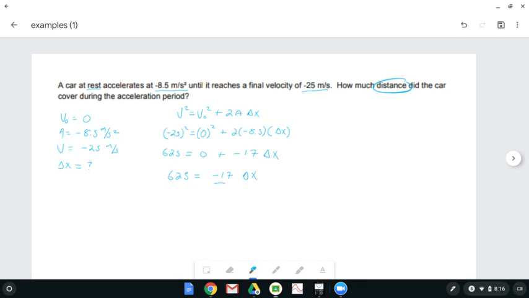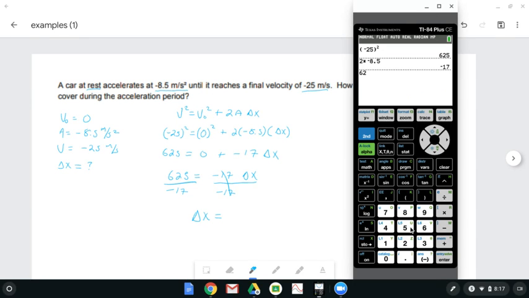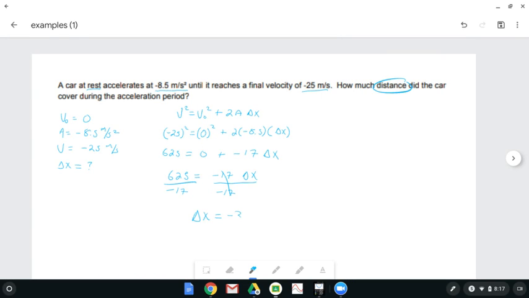I'm going to go ahead and divide by negative 17 on both sides, leaving me with delta x is equal to 625 divided by negative 17, negative 36.76. Just meters for our final answer.